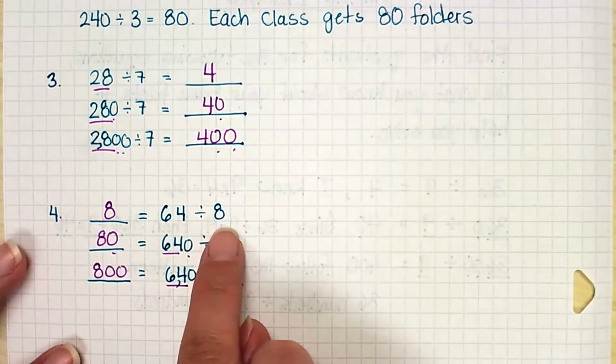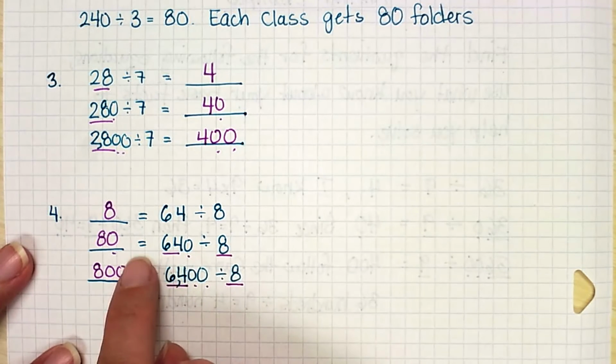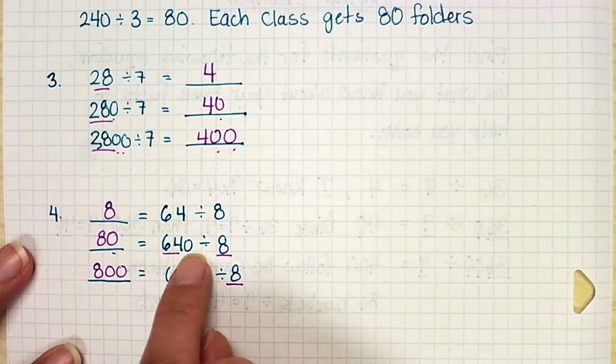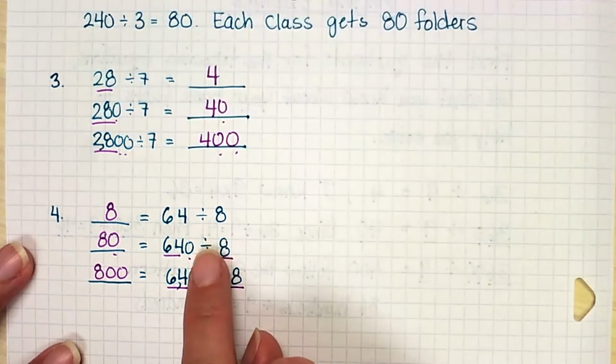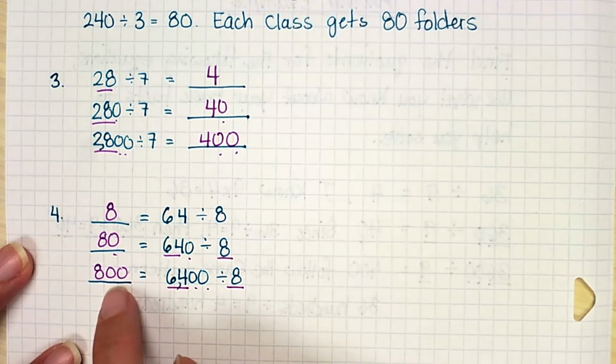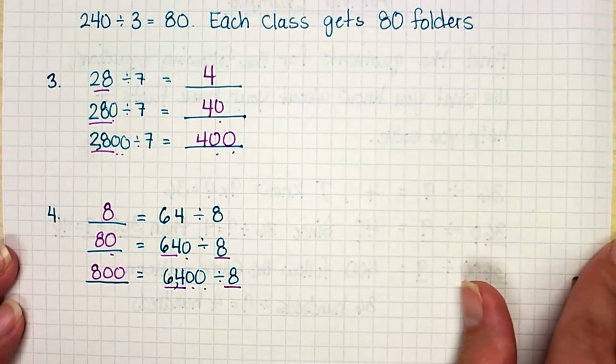Same here, 64 divided by 8 is equal to 8. So 640 divided by 8 is equal to 80. I have 1 zero here, so there's a 0 here. 6,400 divided by 8 is equal to 800. I dropped those 2 zeros to do my basic fact of 64 divided by 8. I added those 2 zeros back onto my answer to find my final quotient.